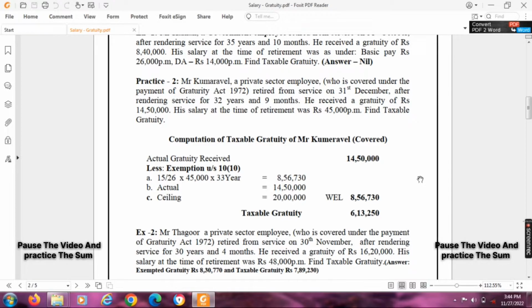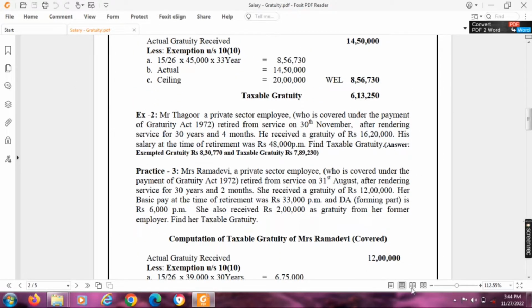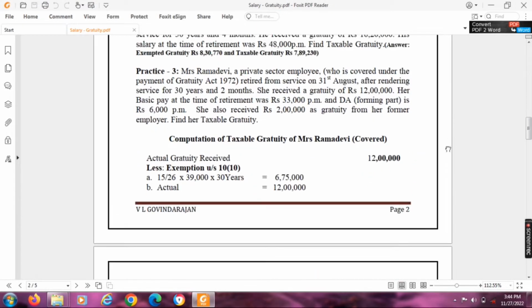Now, we'll go for practice 3. Mrs. Ramadevi, a private sector employee who is covered under the Payment of Gratuity Act, retired from service on 31st August after rendering service for 30 years and 2 months. Who is covered, but the service is 30 years and 2 months only, not more than 6 months. So this should be ignored. We have to consider only the full 30 years of completed service.